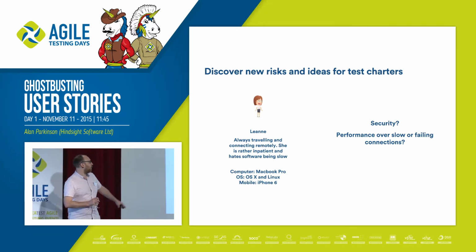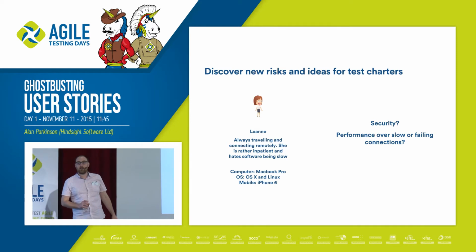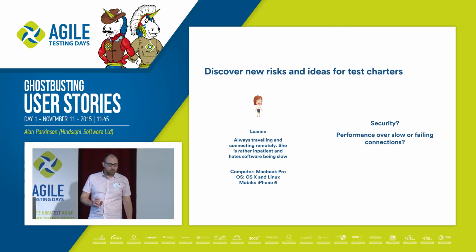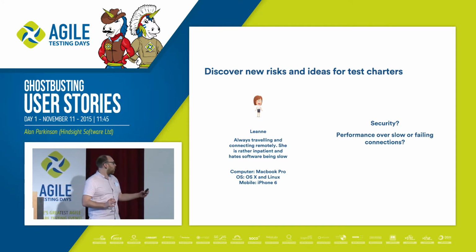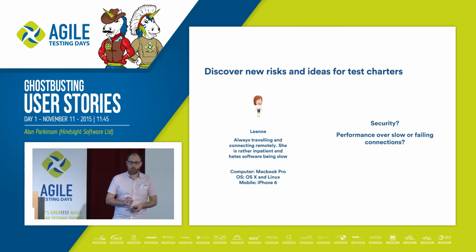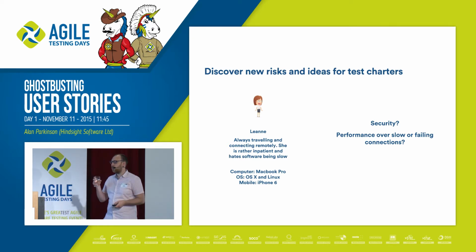We can actually get different ideas for our test charters and our sessions just by looking at it. We can also select what device we want to test with. Say, if we're testing as Leanne, we can use the MacBook Pro. We know what operating system she uses. We know what mobile phone. We can find out, does she need to access the reports on her mobile phone? Perhaps that's the best way abroad. So just by looking at the persona and the jobs from the role, we can actually come up with lots of ideas for our test sessions.